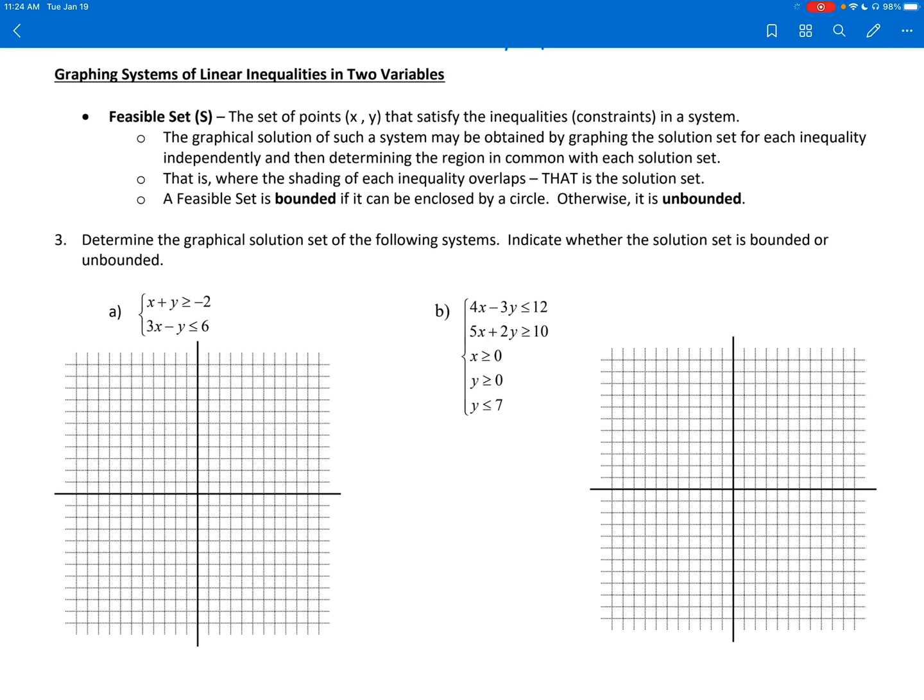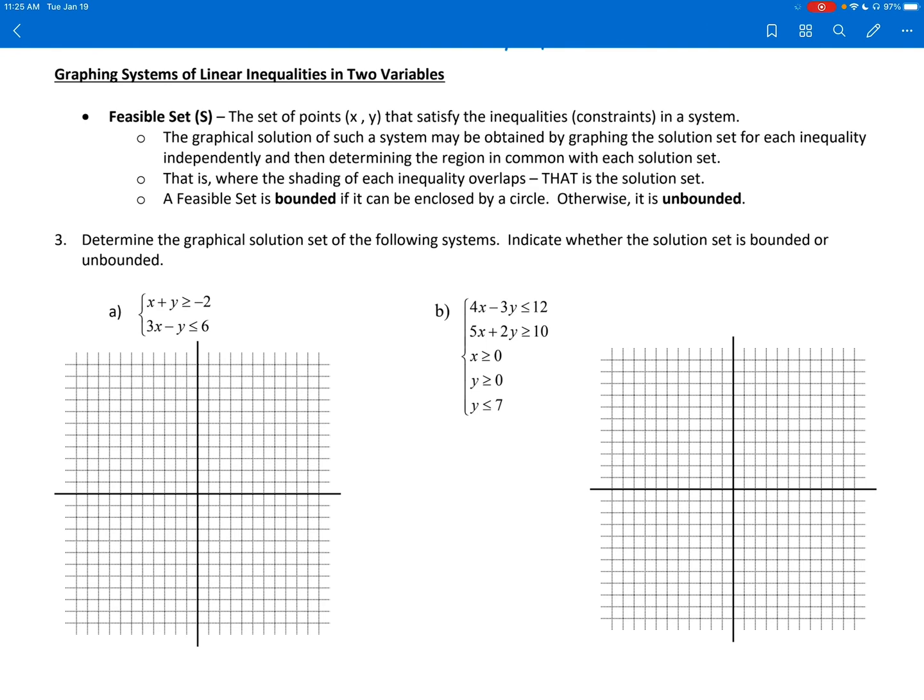So we're going to basically graph each inequality and determine the region that they have in common. So we're looking for the overlap. If your feasible set is bounded, basically if you can enclose it by a circle, otherwise we would call it unbounded. This first example, we've already done each of the individual inequalities.